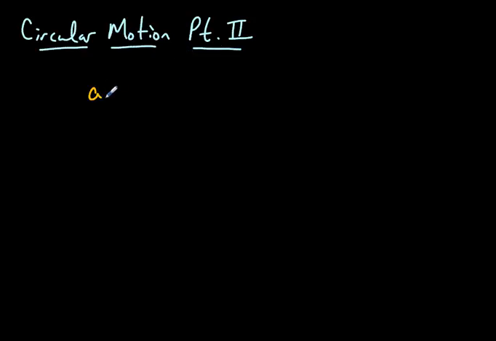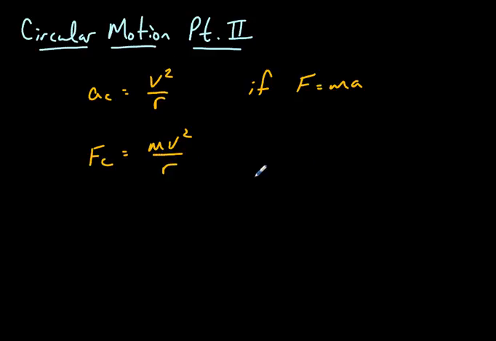First, we derived a formula that looked like this. Okay, and then we said, well, if this is true, and we multiply both sides by m, so ma and mv squared. Ma is force, but it's a special kind of force. That's the centripetal force, and that equals mv squared over r.